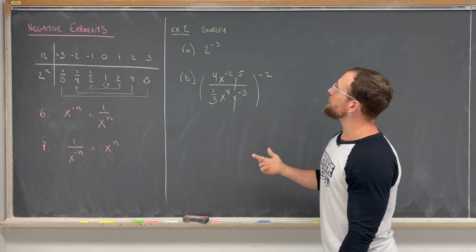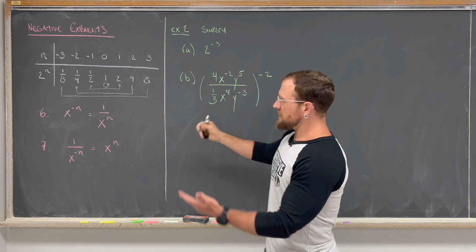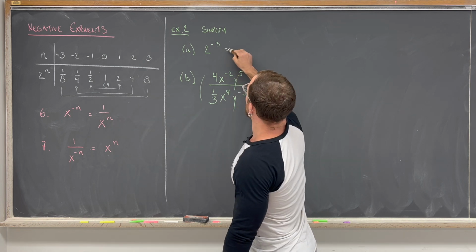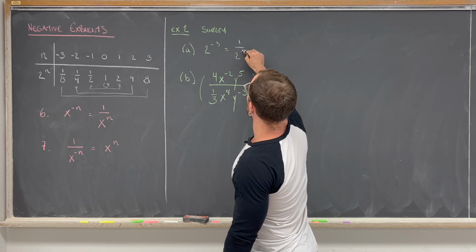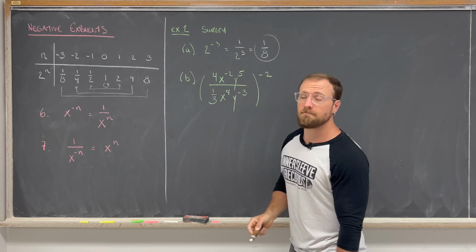Let's look at an example. Just evaluating 2 to the -3rd power. Do you understand the definition of a negative exponent? I hope so. That's 1 over 2 cubed. That's 1/8. And that's it.